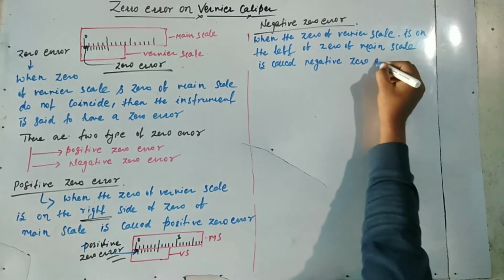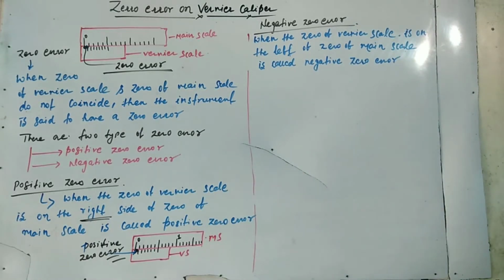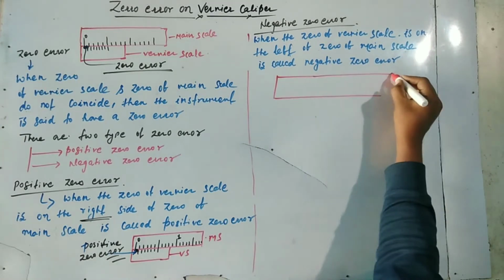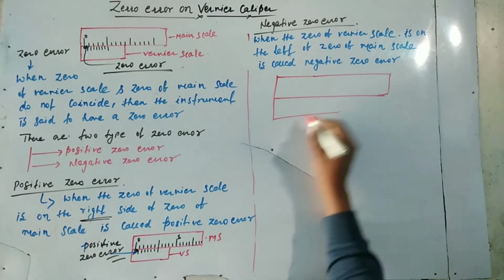It means the vernier scale 0 starts before the main scale 0. You can see in the diagram. So for this we draw a main scale and one vernier scale.